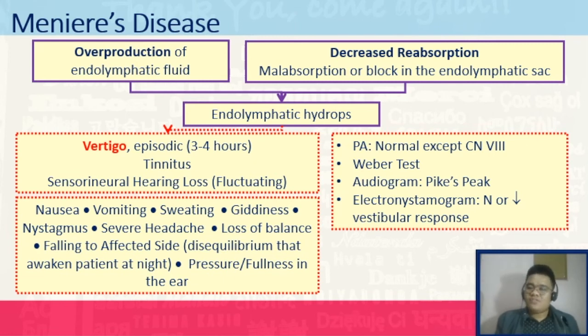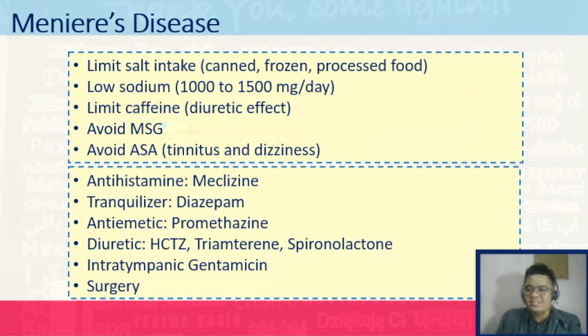Now, on physical assessment, everything will be normal except for your cranial nerve number 8 assessment, because after all, our problem is on cranial nerve number 8. Okay, then Weber test. Your Weber test would of course show indications of sensorineural hearing loss. Okay, so you'd expect sound to be lateralized on, is it on the affected ear or the unaffected ear? Since this is sensorineural hearing loss, you'd expect it to be lateralized on the unaffected ear.